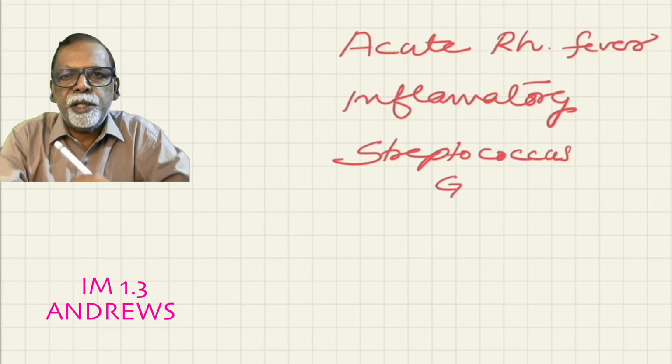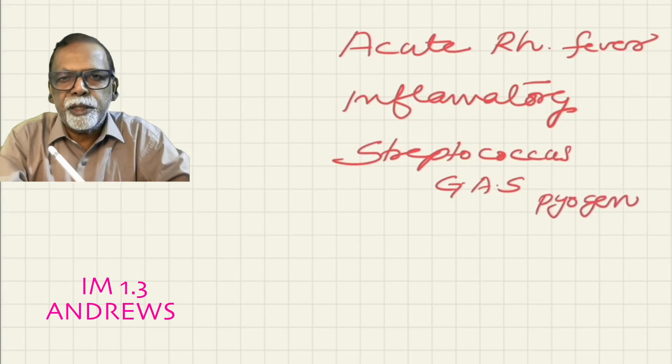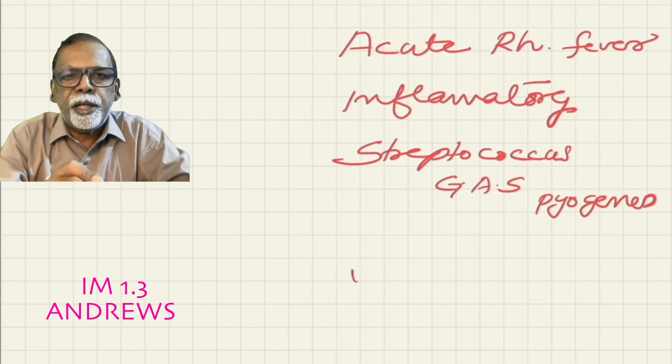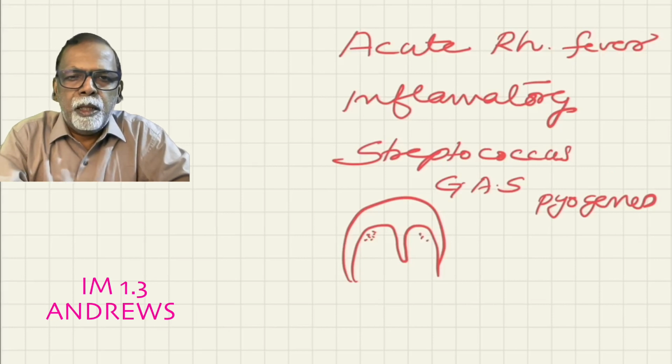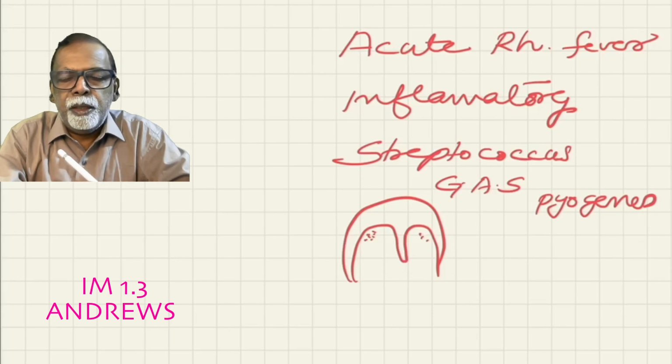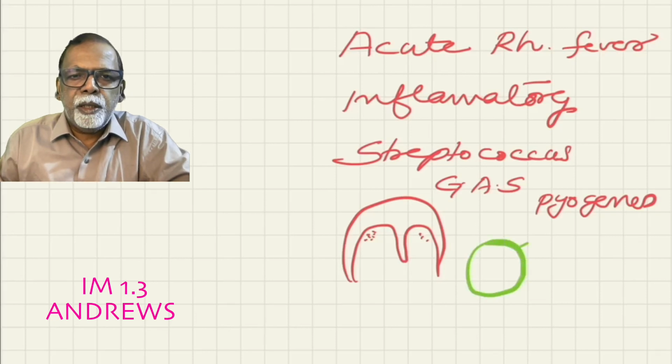Rheumatic fever is an inflammatory disease that develops as a complication of untreated or inadequately treated streptococcal sore throat infection caused by Group A Streptococcus. It is Group A beta hemolytic streptococcus, otherwise called Streptococcus pyogenes. So, the etiology is streptococcal infection. It typically follows a throat infection caused by Group A beta hemolytic streptococci.